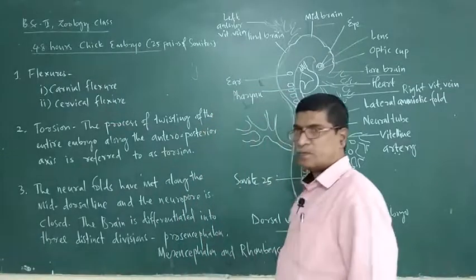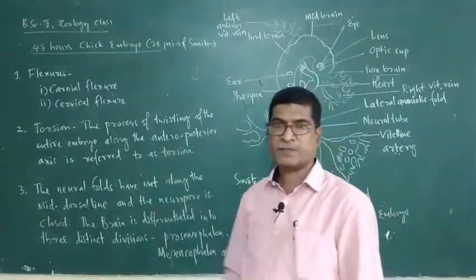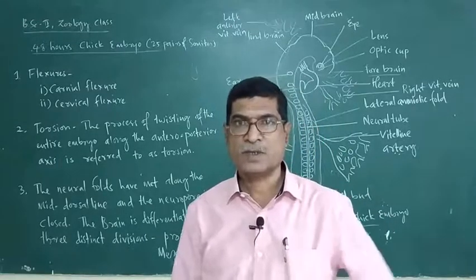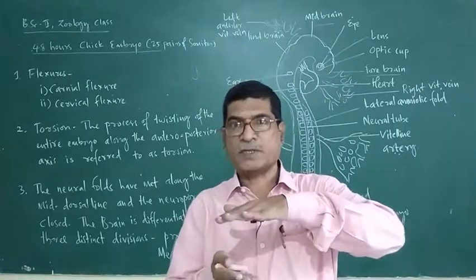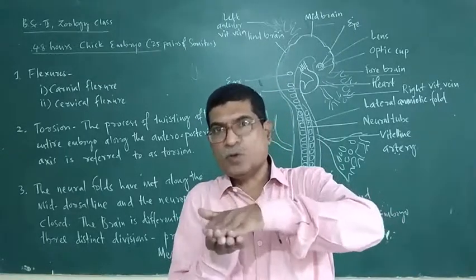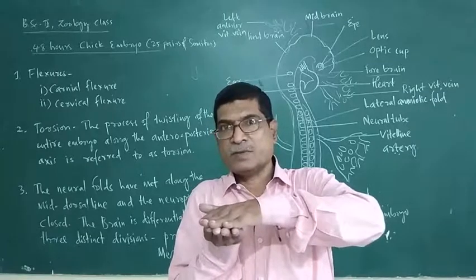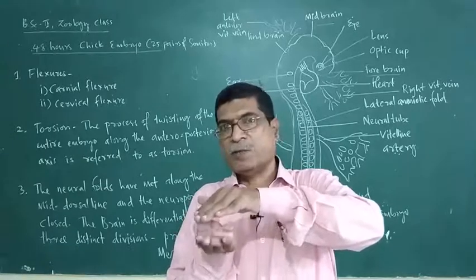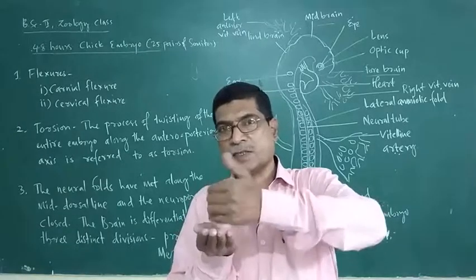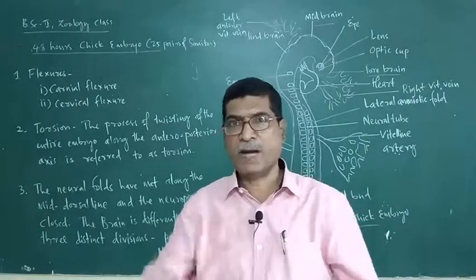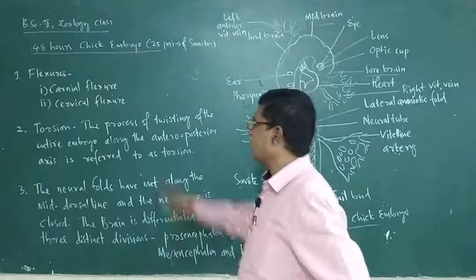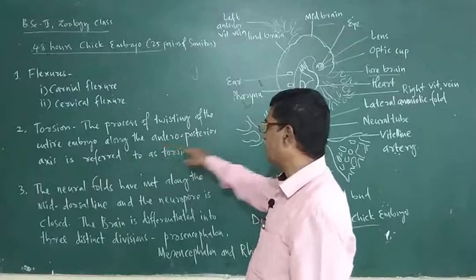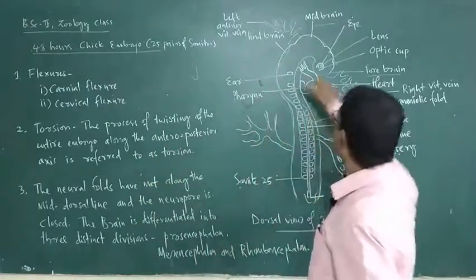Next, torsion. Before this stage, the embryo is attached to the underlying yolk. Below the embryo, what is present? Yolk is present. This embryo is attached to yolk. But as it comes into this stage, there is no such connection. It turns on its right side and in a backward direction. So that is called torsion: the process of twisting of the entire embryo along the anterior-posterior axis.